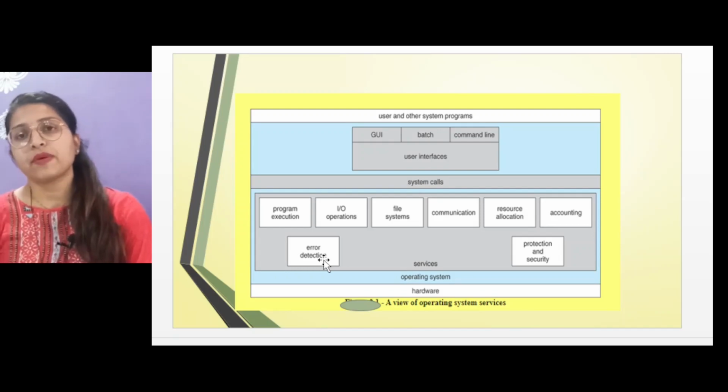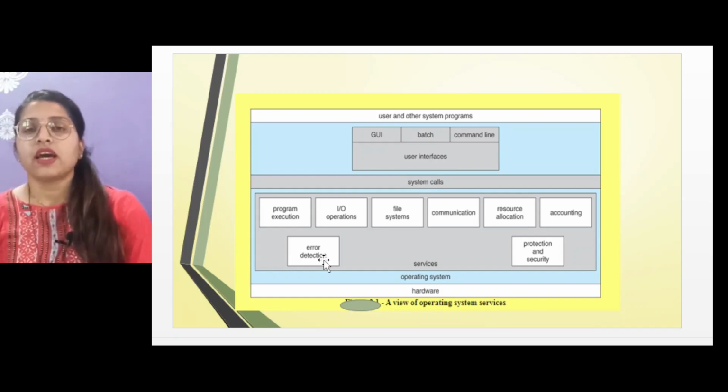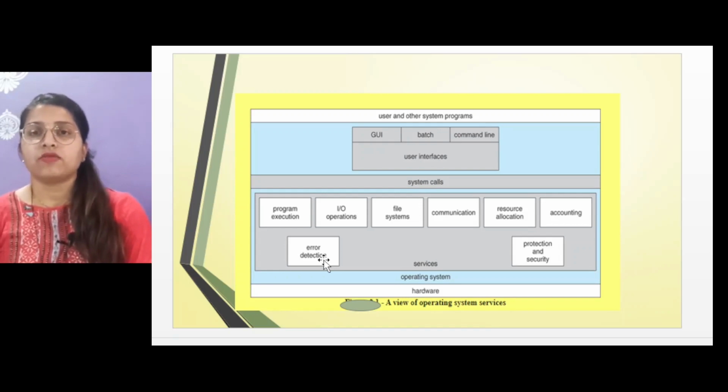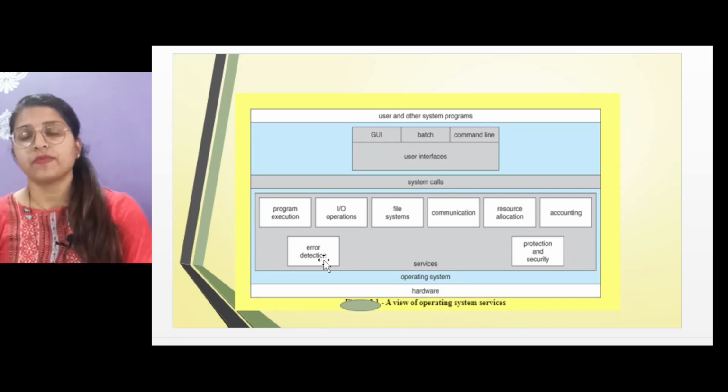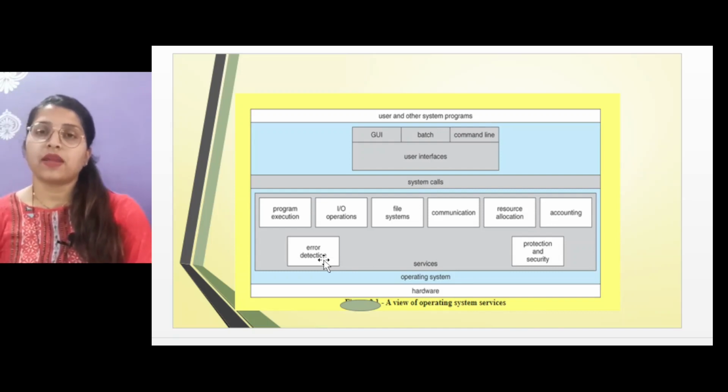For example, if you are going to print something and the printer's paper just ran out, in such a case the system should not halt and your work should not be hampered. Only some kind of message should be raised. This kind of error is taken care of by the operating system.